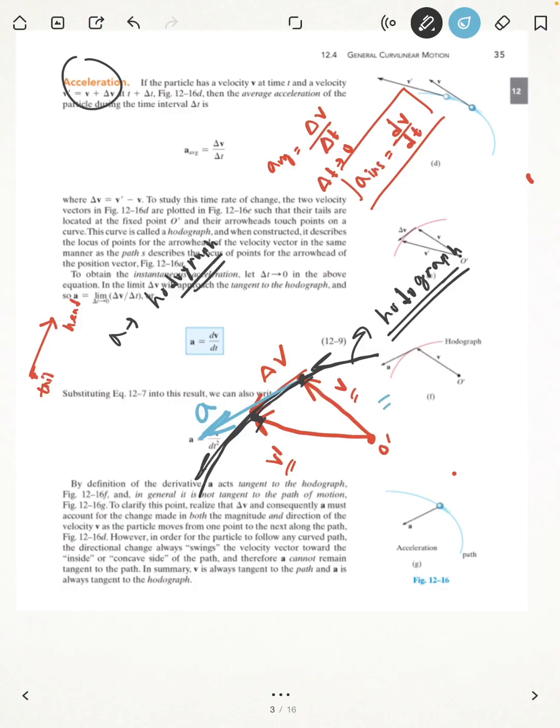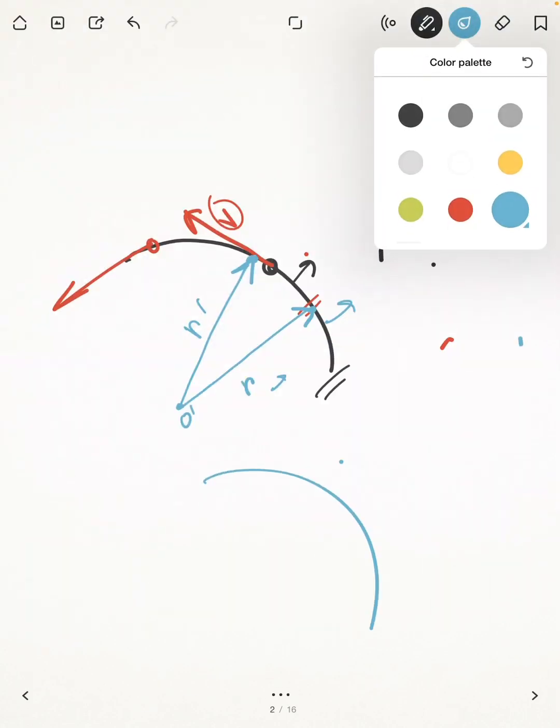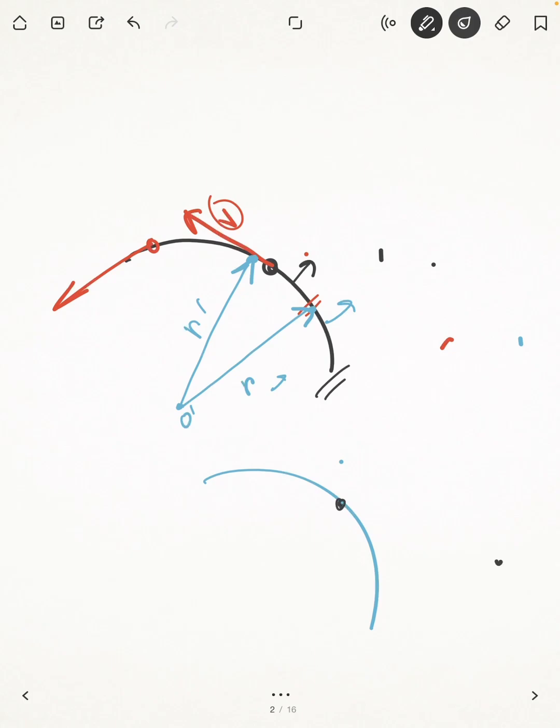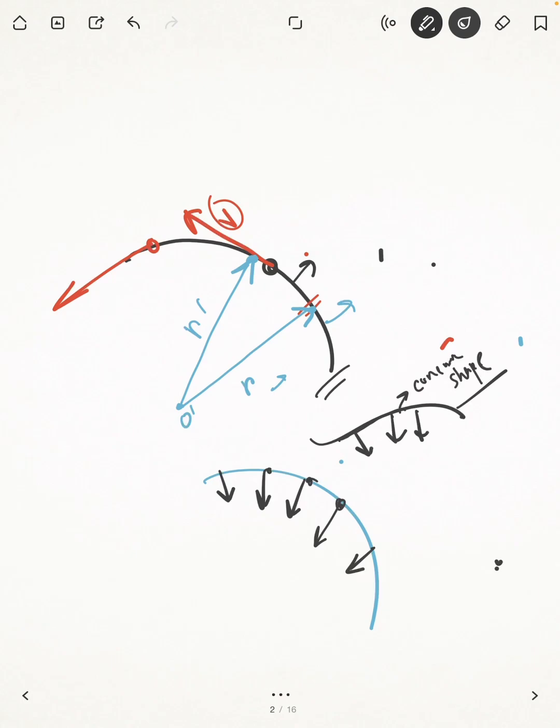But if I want to know the direction of the acceleration with respect to the path of the motion, how can I say that? Let's say this is a curvilinear path, so this path is curved, a concave shape. To keep the particle along this path, the acceleration should work inside so that they form this concave shape. So in any curve, the acceleration should work inside. That is the direction of the acceleration with respect to the path of the motion.